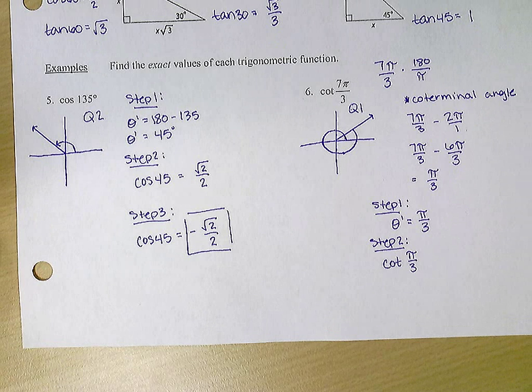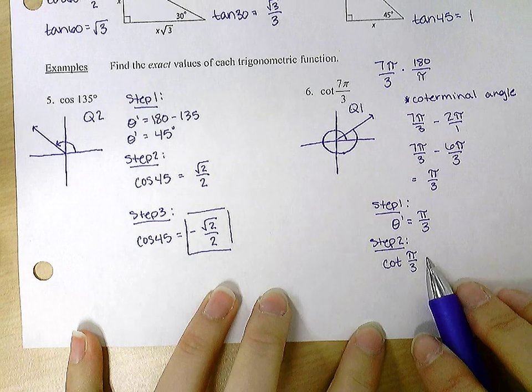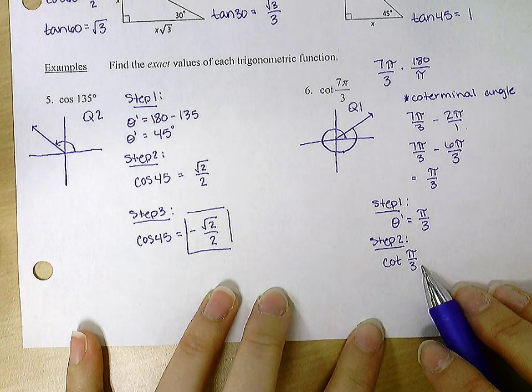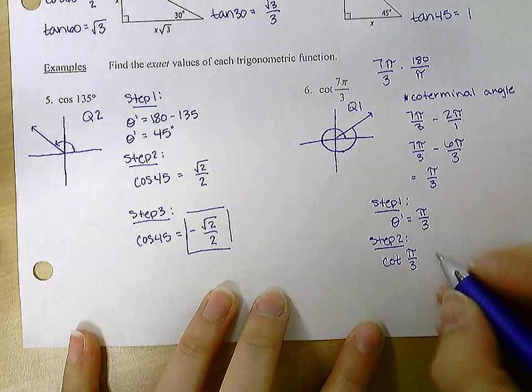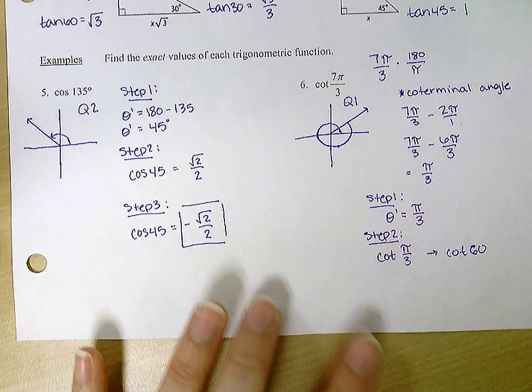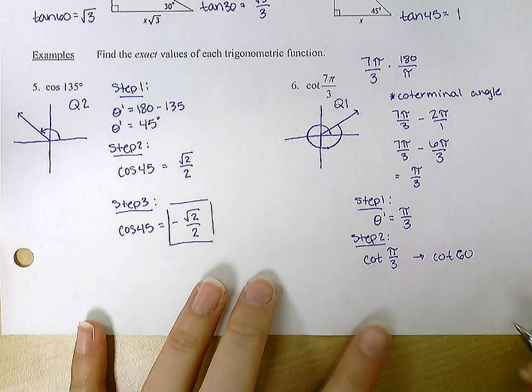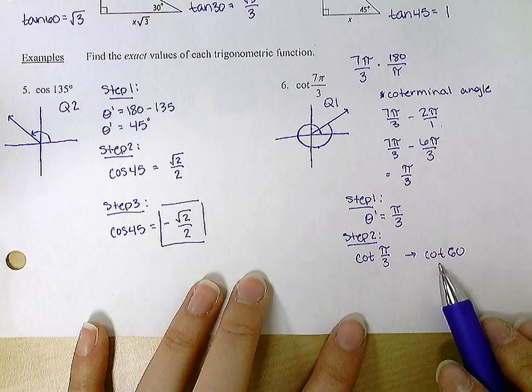Now, what is pi over 3 in degrees? What's 180 divided by 3? 60. Yes. So if I change pi over 3 to degrees, you get cotangent of 60. So pi over 3 is the same as 60 degrees. Now, what is cotangent of 60?